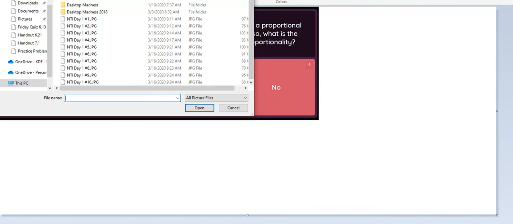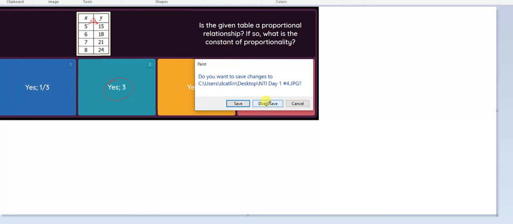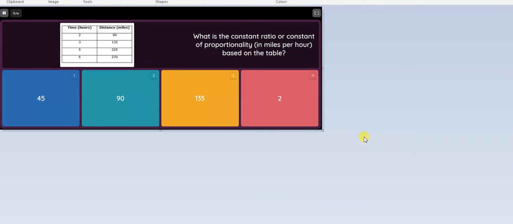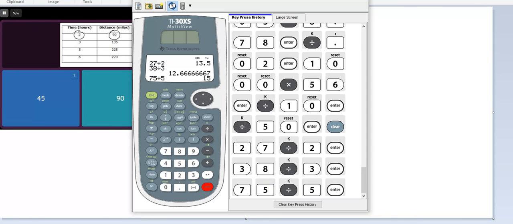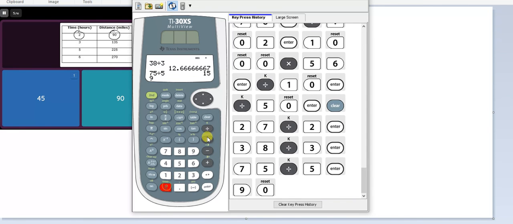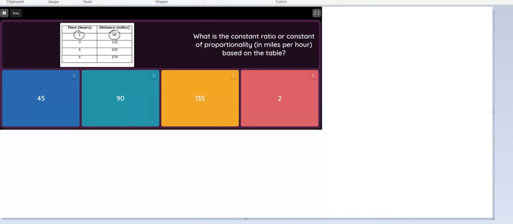And then the last one for this particular video, we're going to do number 5. So let's open it up. Let's check it out. Number 5 asks, what's the constant or ratio of constant proportionality in miles per hour? So miles to hours. Miles divided by hours. You can literally just take the miles and divide by the hours, 90 divided by 2, and find out what the constant of proportionality is. You don't even have to look at the other ones because it tells you that it's proportional. You know that they all are. So 45 is our constant.